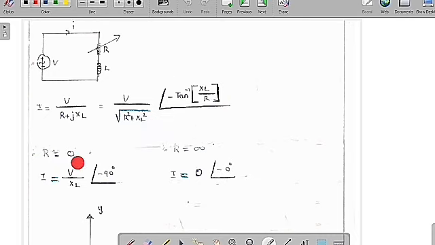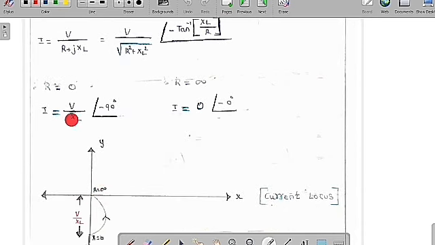When R is equal to 0, if you substitute R equal to 0 in this expression, we get V by XL at an angle of, see, anything by 0 is infinity, so tan inverse infinity is 90 degrees, and with the minus sign, minus 90 degree. So when you substitute R equal to 0, we get I equal to V by XL at an angle of minus 90 degree. If you plot this point on the diagram, this is V by XL at an angle of minus 90 degree when R is equal to 0.